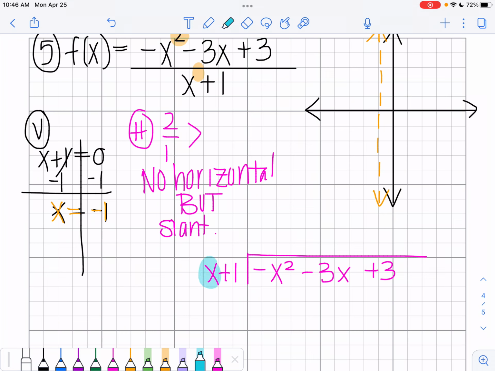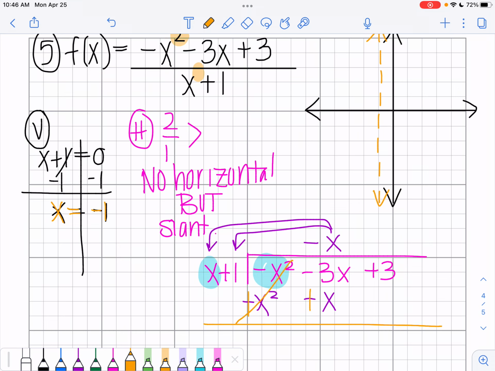x times how much is equal to negative x squared? So x times negative x is equal to negative x squared. Then I take this and I multiply it by here, and I multiply it by here. Negative x times x is negative x squared. And remember, when you do polynomial long division, when you do that first multiplying, this first term should always cancel out. And negative x times 1 is negative x. Then we add the opposite, plus, plus. So this cancels out. So I'm left with negative 3x plus x is negative 2x, and I bring down this 3.